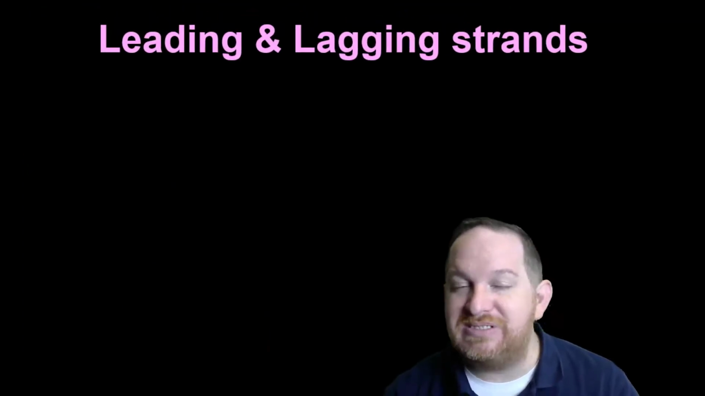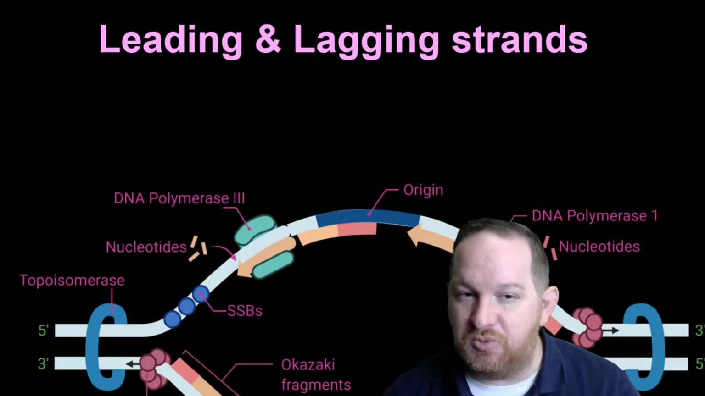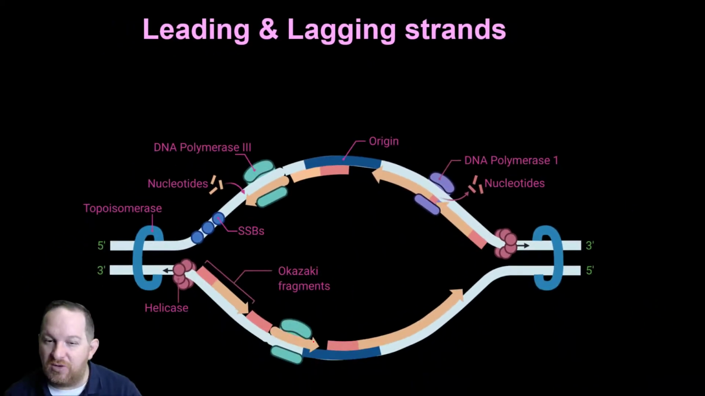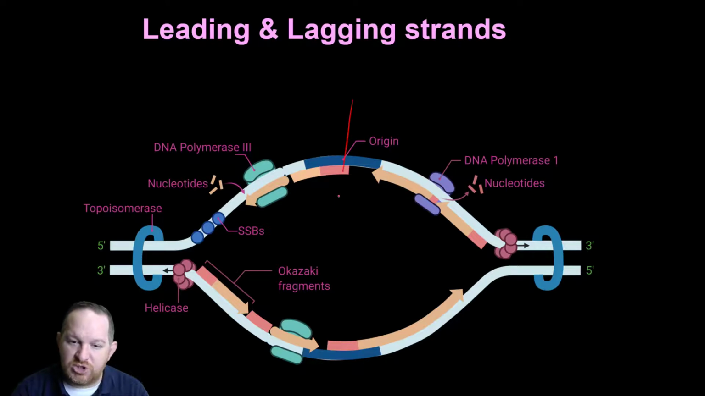Okay, so let's get a little deeper into how this works. Now, I'm going to show you several enzymes here. We're going to kind of review how this happens, and we're going to talk about this idea of a leading and lagging strand. So let's review where we are. This was our origin site. Topoisomerase, remember, relieved the coiling. Helicase unzipped a little bit.